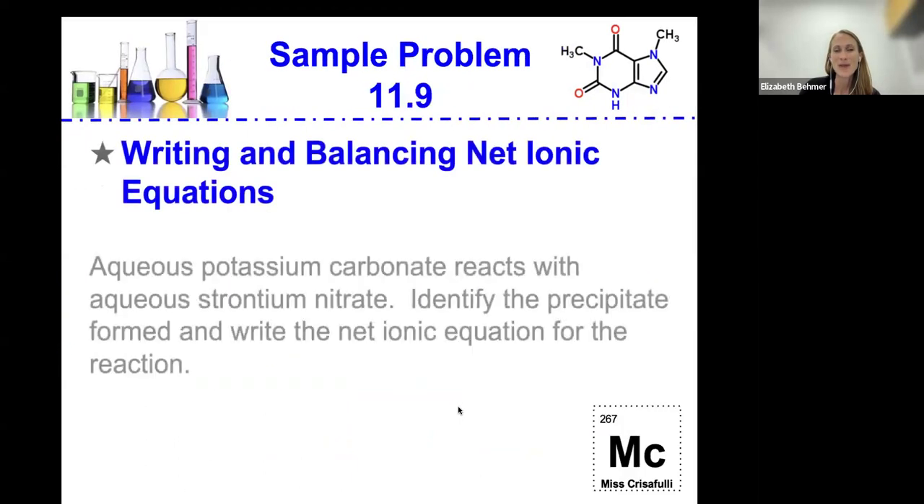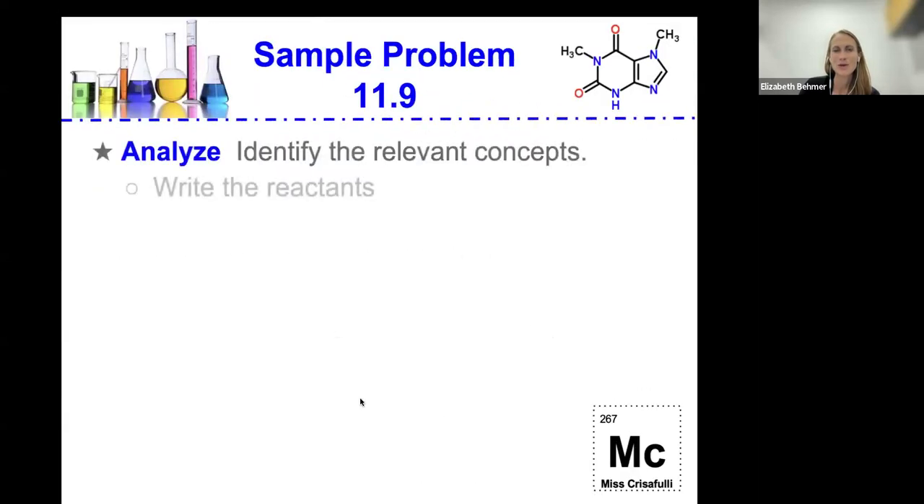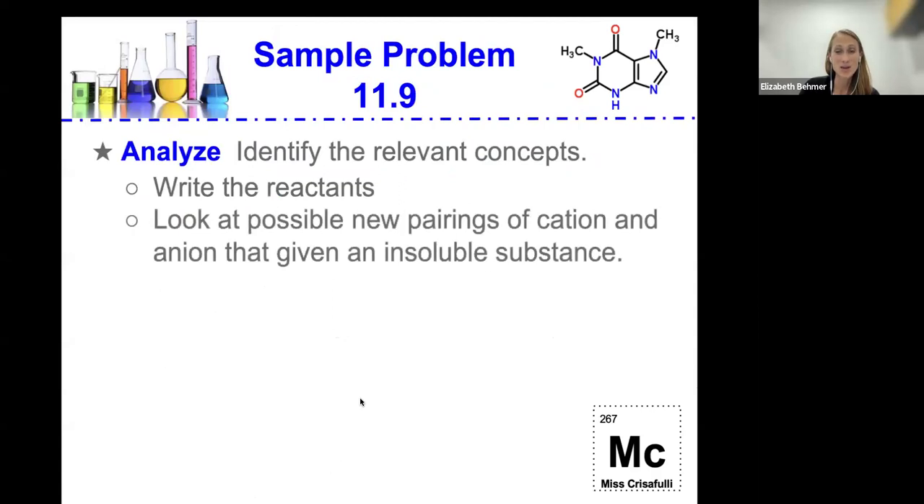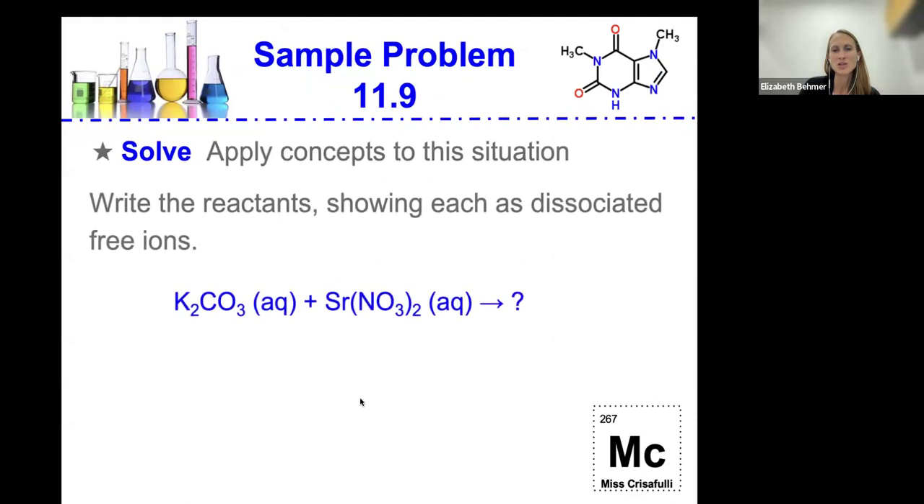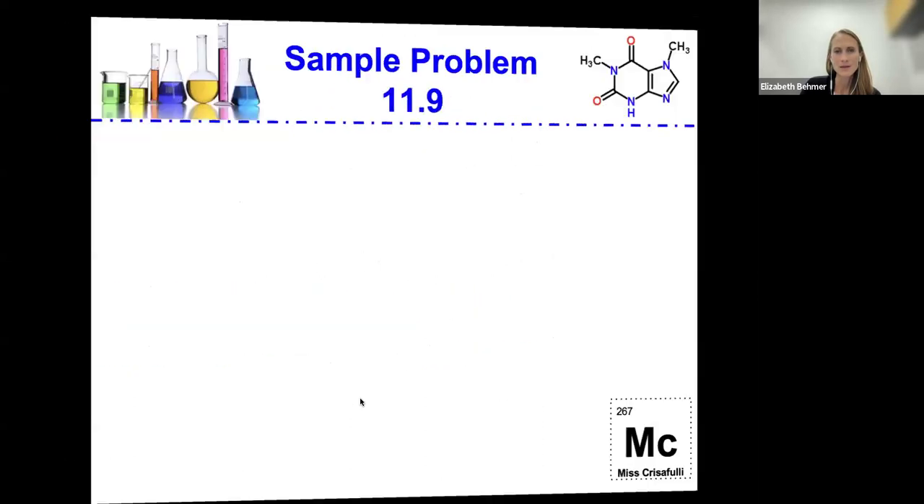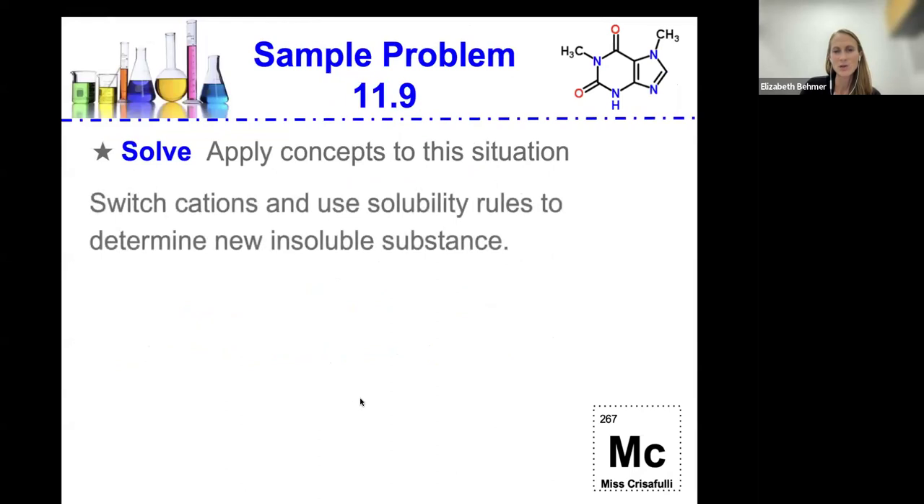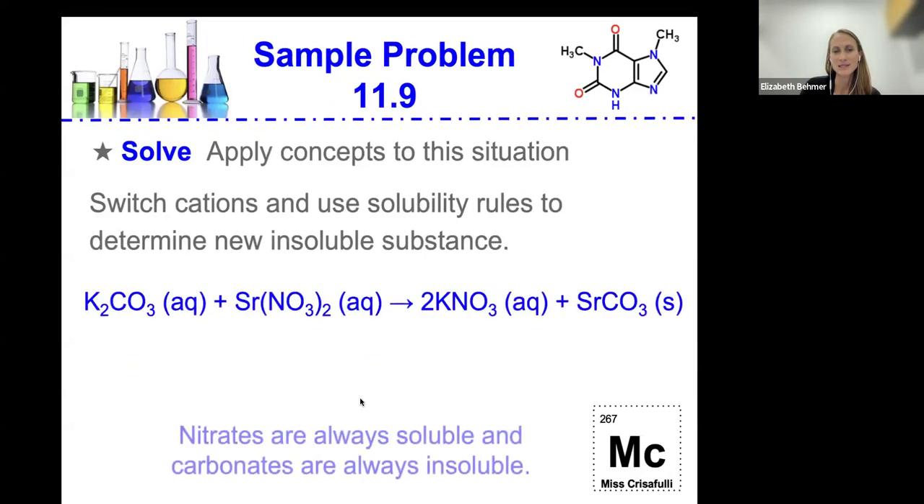One more sample problem. Aqueous potassium carbonate will react with aqueous strontium nitrate. Identify the precipitate formed and write the net ionic equation for this reaction. We'll write the reactants, look at possible new pairings of cations and anions that give an insoluble substance. We'll eliminate spectator ions. So let's write the reactants showing each as dissociated free ions. We can switch the cations and use the solubility rules to determine new insoluble substances.